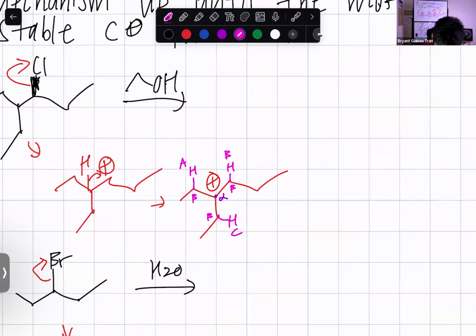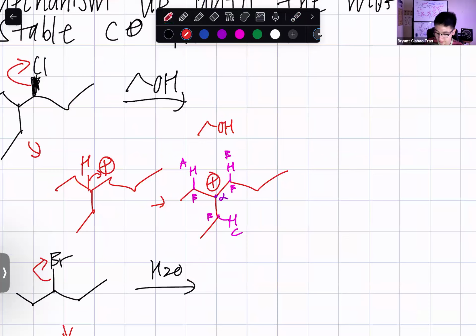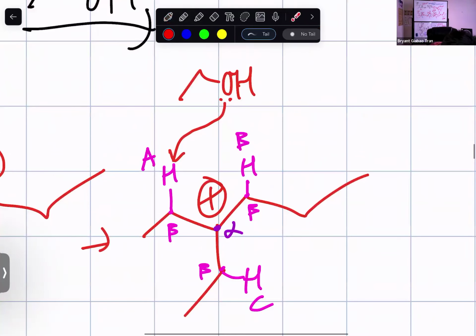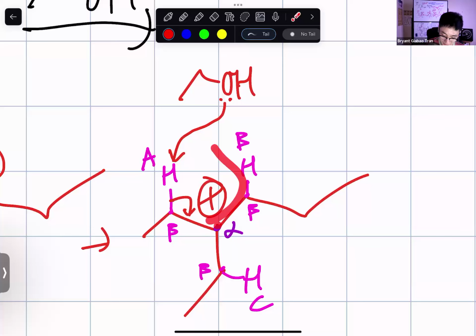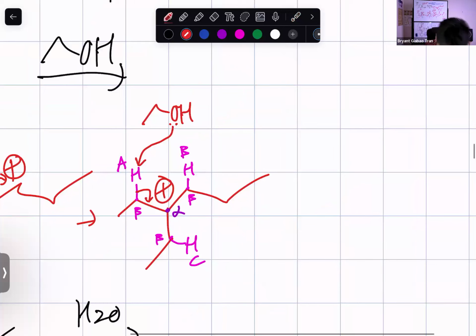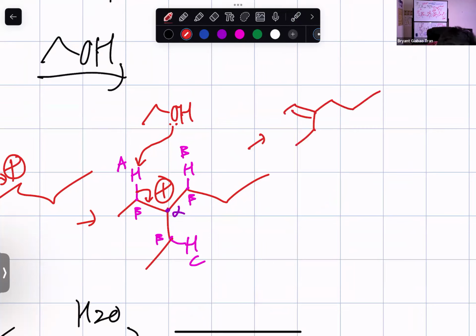I'm just going to show you the mechanism of A first, and then I'll give you the products for B and C. For this E1 mechanism, the ethanol is going to come in and act as a base and deprotonate that beta hydrogen. This bond between the carbon and hydrogen here is going to make a double bond right there. And there's no good leaving group to kick out, so we don't kick any leaving group out. Okay, so that would give us this right here for A.